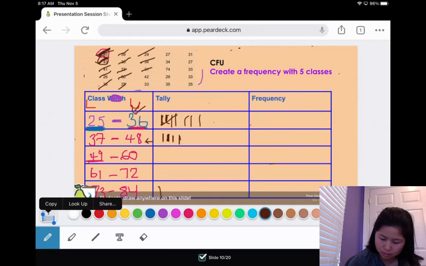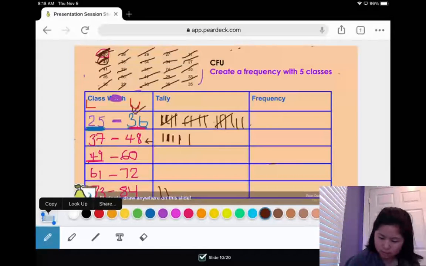34, 31, 42, whoops, 33, 27, 34, 74, 29, 35, 31, 27, 33, twice, and then 35, one more.